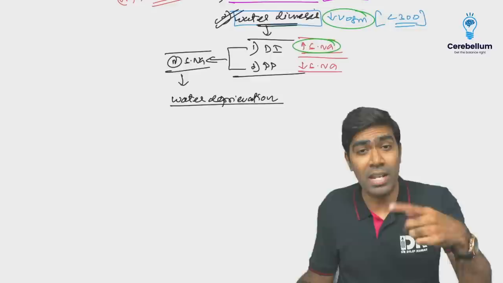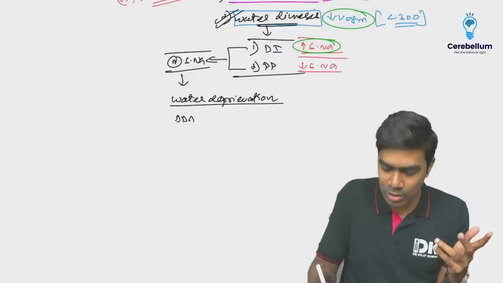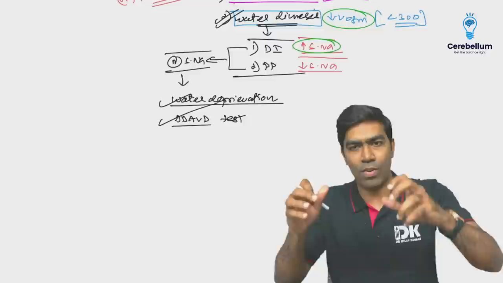And the second test I can do is the DDAVP test. That's called the desmopressin test. So these are the two tests I'm going to perform in confusing cases. In straightforward cases, there's no doubt. But in confusing cases, I can do this testing.